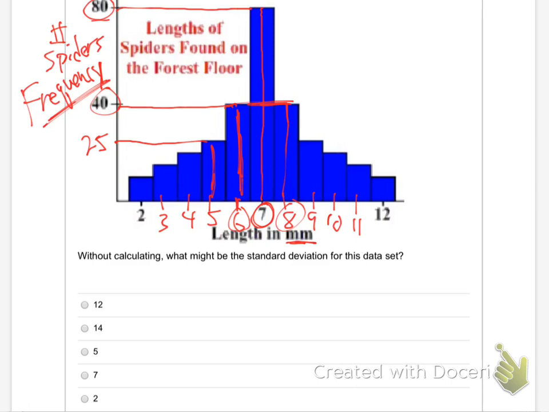Okay, now here comes their question. Without calculating, which is helpful, since there's nothing we could do with our calculator, what might be the standard deviation? This is hitting gut level, which is really what's most important. Do you really feel standard deviation? Is it really making sense to you? As you look at that data set, can you look at those numbers and right away know that only one of them even has a realm of possibility of being the standard deviation? How do we do that? Well, we have to go back to what standard deviation really is.